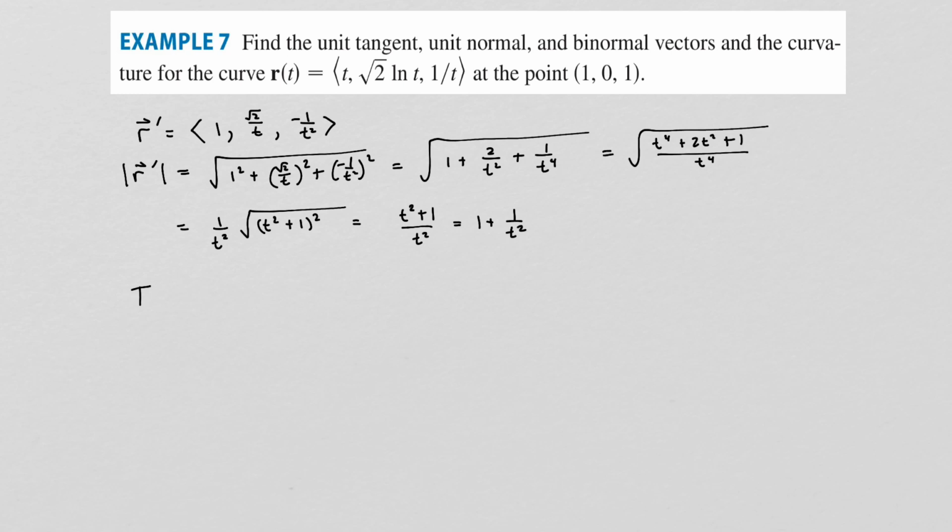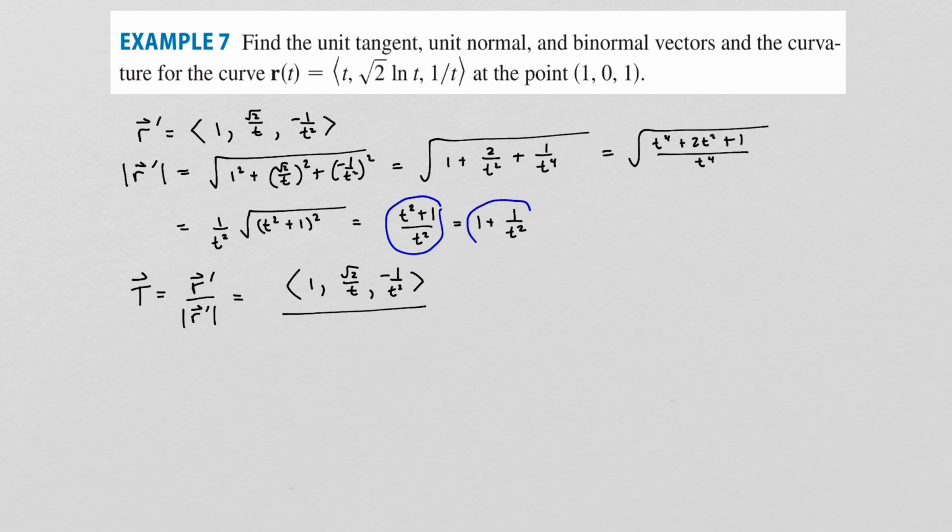So now the unit tangent vector we know is r prime divided by the magnitude of r prime. So that is going to be the vector 1, radical 2 over t, negative 1 over t squared, divided by, now when you divide, it's actually a little bit easier to divide by this quantity than it is to divide by this one. So I'll just put in that quantity, t squared plus 1 over t squared. This is going to be t squared over t squared plus 1 multiplied by 1, radical 2 over t and negative 1 over t squared.